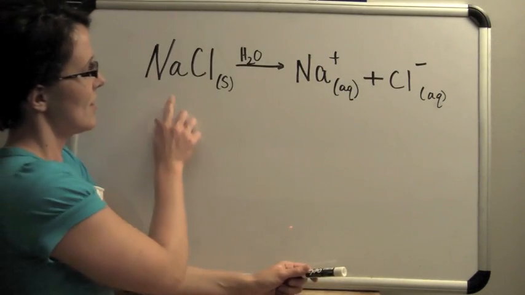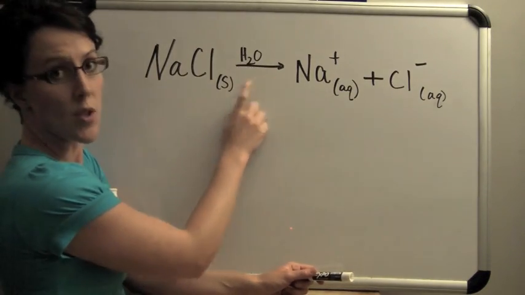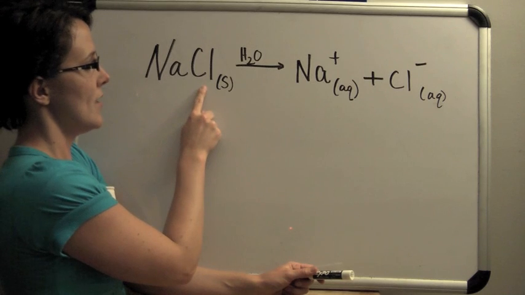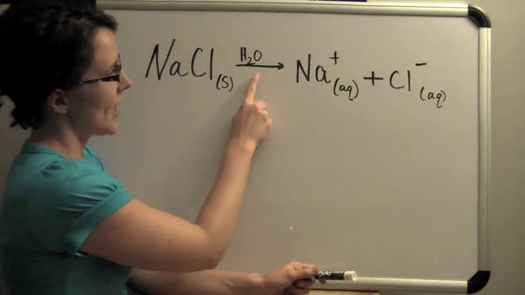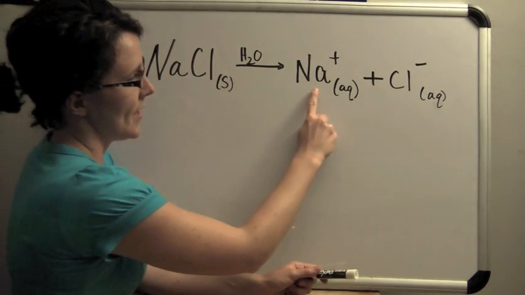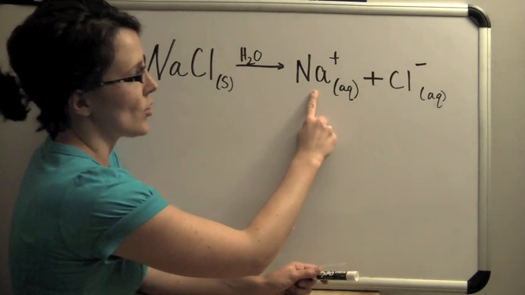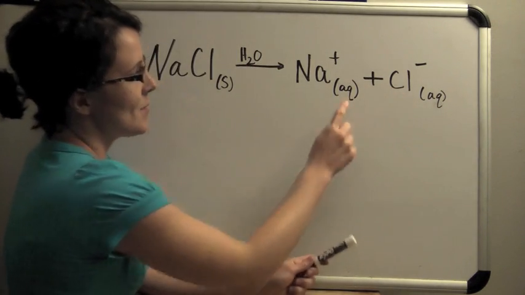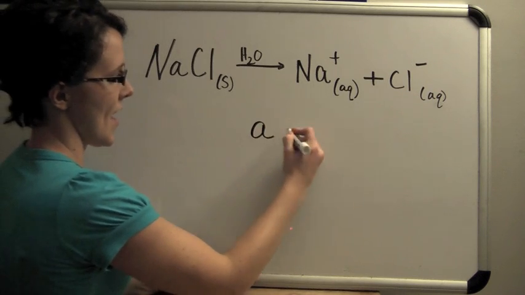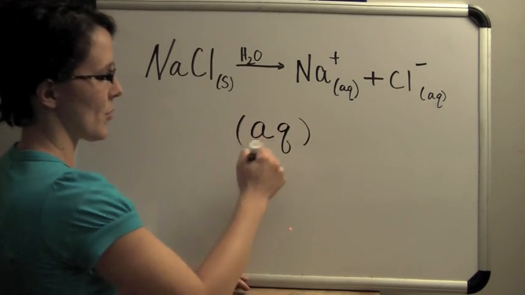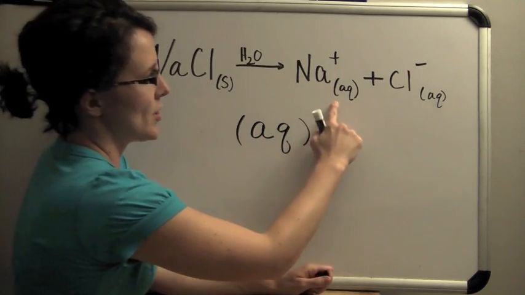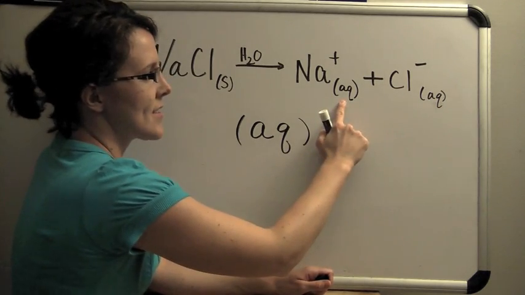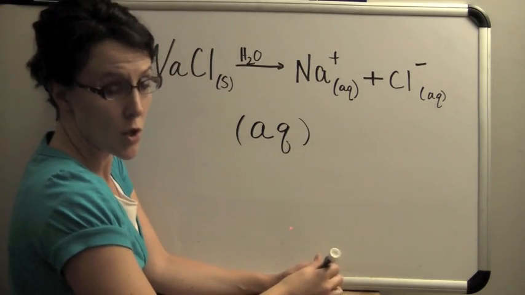You can represent salt dissolving in water with this equation. Sodium chloride, which is a solid, interacts with water, and it dissociates into the sodium ion and the chloride ion. This symbol right here, AQ in parentheses, is put as a subscript for the ions because they are in aqueous solution.